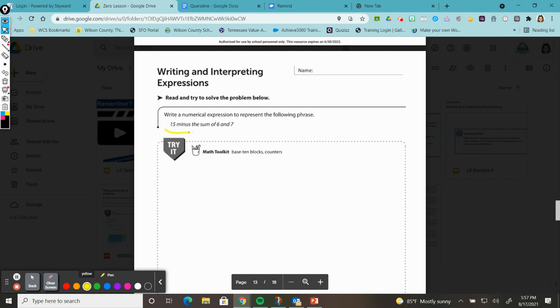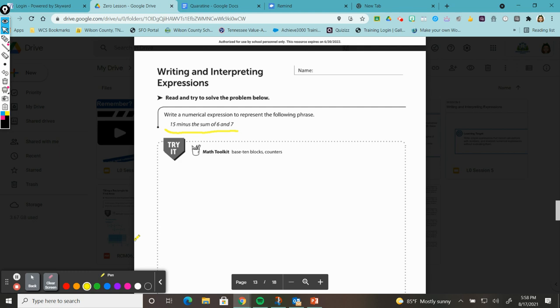So we're going to try one. 15 minus the sum of 6 and 7. We want to look at that and determine what my operations need to look like. If I were to write this as a numerical expression, what order do I need to do this in? So I want you to pause the video and take a try at making this numerical expression for 15 minus the sum of 6 and 7.